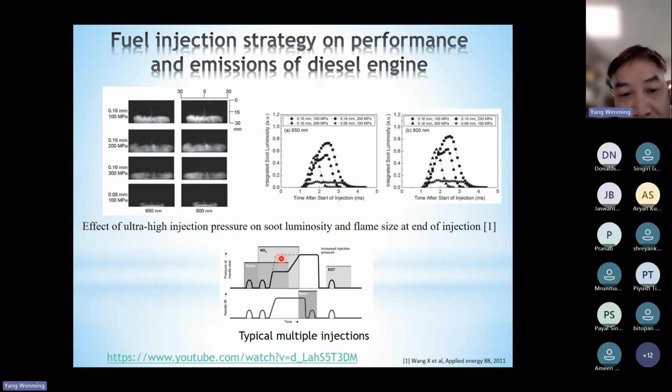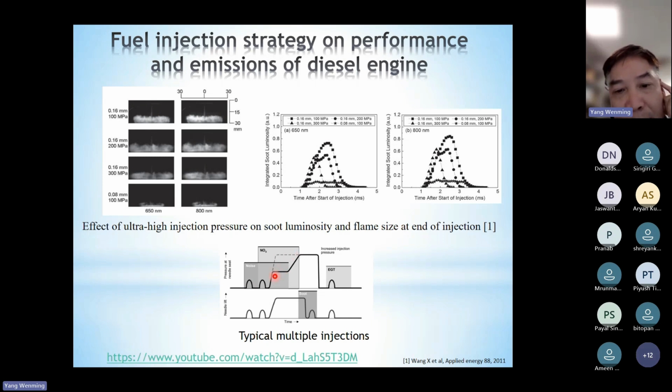Usually, this is a pre-injection, before the main injection. Before the main injection, we can employ the pre-injection to form a small amount of fuel mixture. By this design, we can produce a smoother combustion process and reduce the peak pressure increase rate. So by this design, we can control the noise produced by the engine.